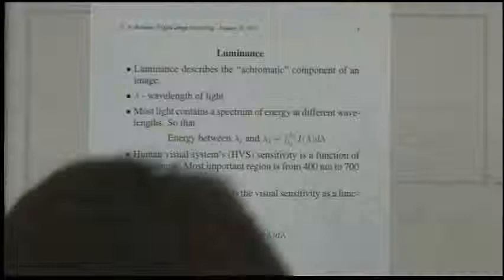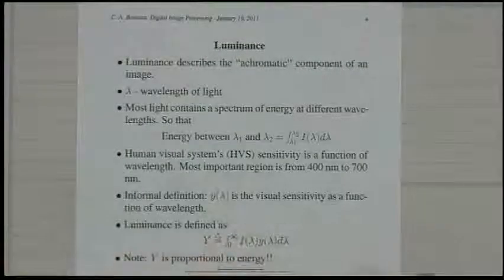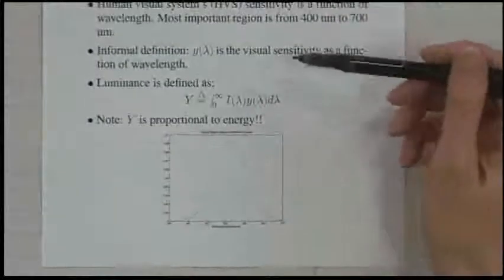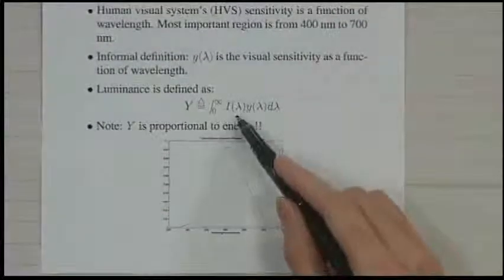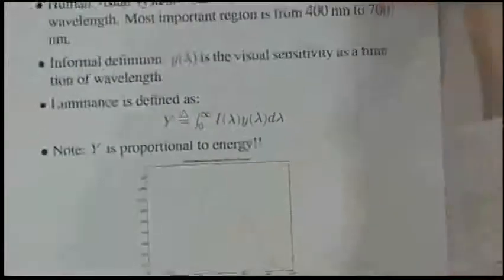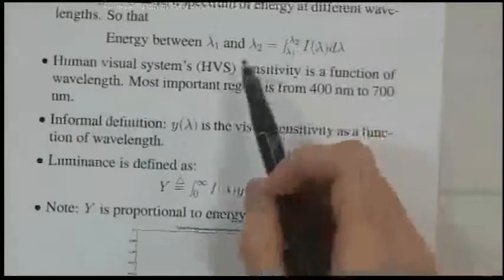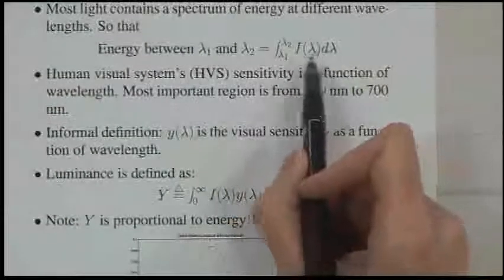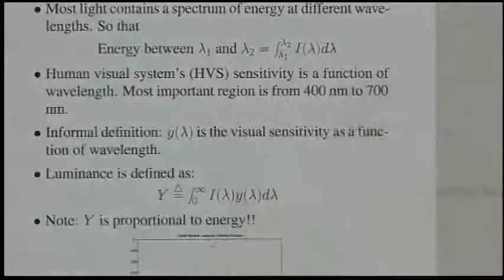So the first thing is this idea of luminance. The way luminance is defined is in terms of this I function, which falls within an integral, but we basically say that we can get light energy by integrating this I function over lambda. So it would really have units of energy per unit wavelength or something like that.